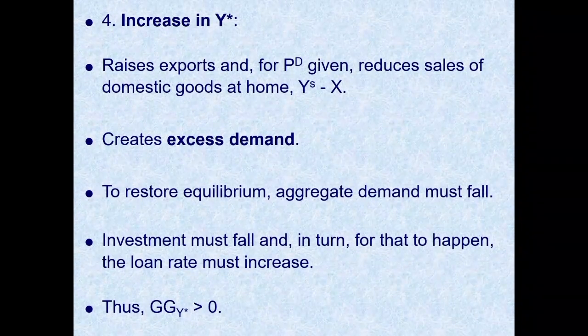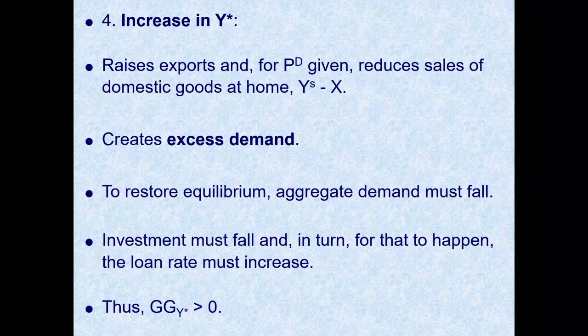Investment has to fall. And for investment to fall, you need the loan rate to go up. Hence the sign of this derivative. Is that clear? You see how this works? Always remember, because that's a source of confusion, when you're looking at partial derivatives, always keep everything else constant. Ask yourself what happens to aggregate supply, what happens to aggregate demand, and how do you restore equilibrium?